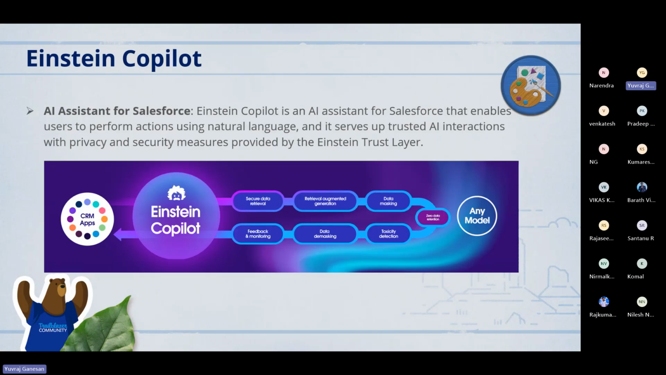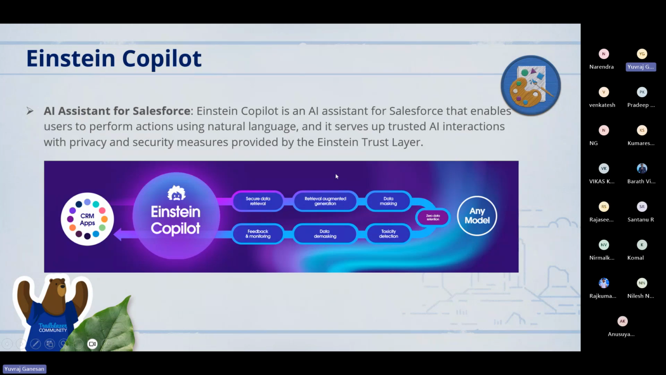Let's get started with Instant Copilot. Instant Copilot is a conversational AI assistant where you can post your questions in natural language, and it provides relevant answers. Instant Copilot has a secure AI architecture called the Instant Trust Layer, where data is encrypted and not available to the external model.